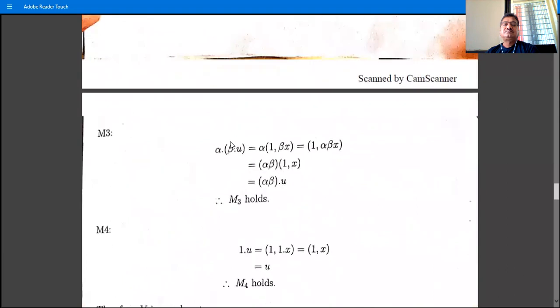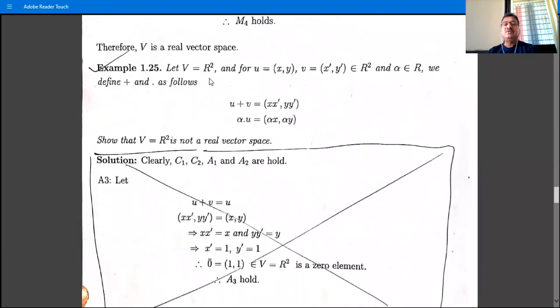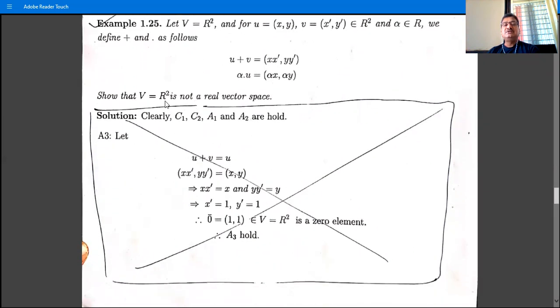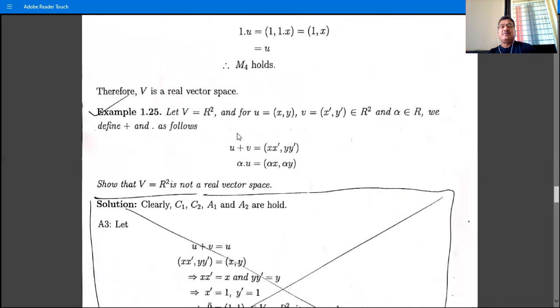So next example, V is equal to R2, and for U equal to (x, y) and V equal to (x', y') that belong to R square, alpha belongs to R, meaning a scalar. The definition of U plus V is (x times x', y times y'), and alpha U is (alpha x, alpha y). So show that V equal to R square is not a vector space, real vector space, under these two operations.